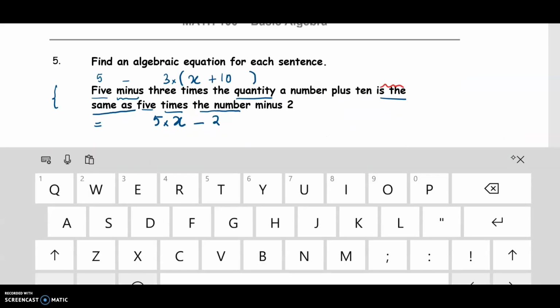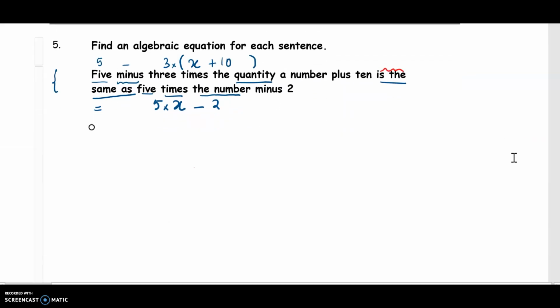So let's read this again as we are writing down the equation. It is 5 minus 3 times the quantity, a number x, plus 10 is the same as, is equal to 5 times x, so 5 times the number, so that's 5 times x, we've called the number x, minus 2.